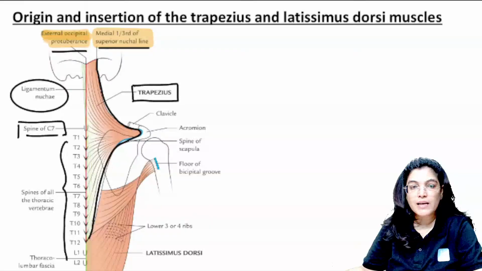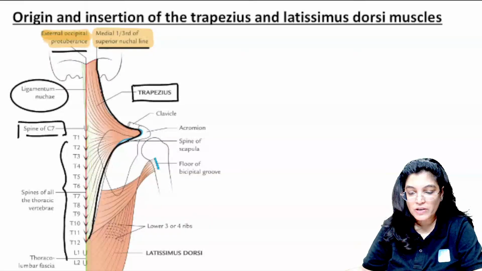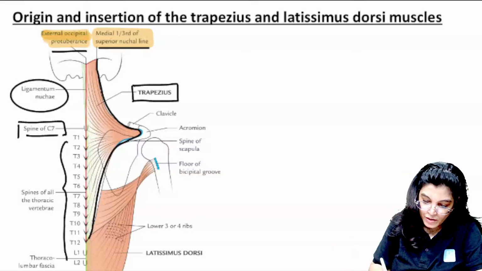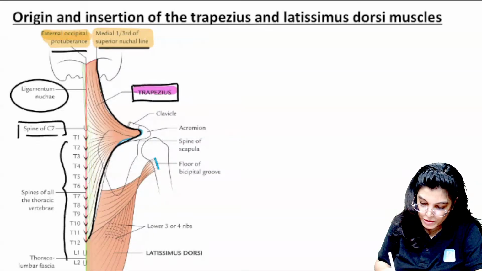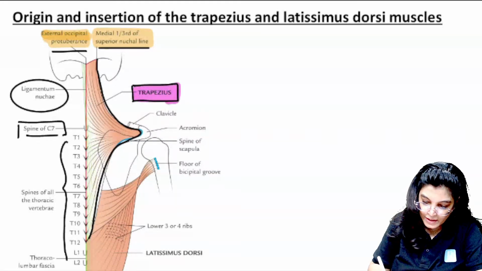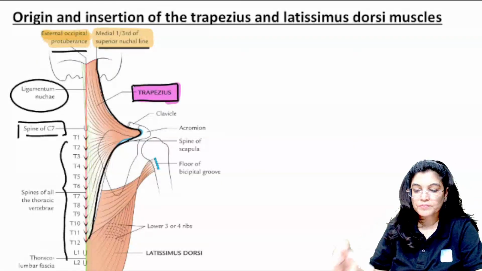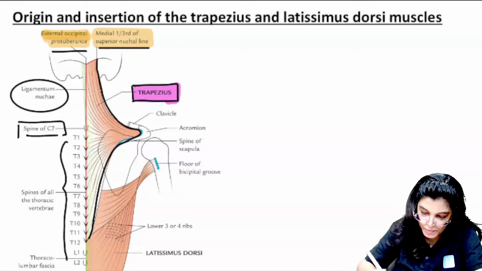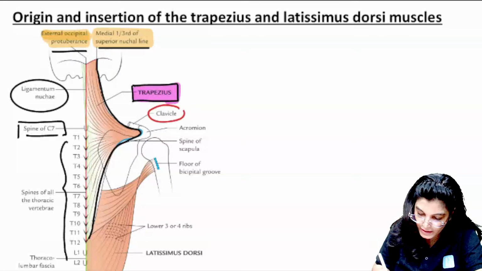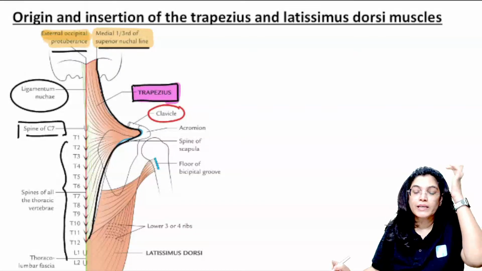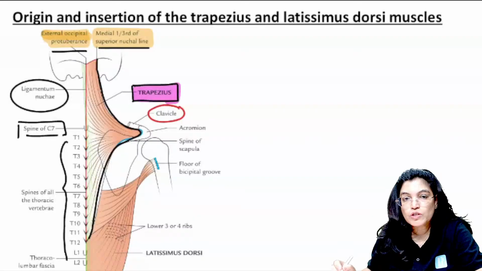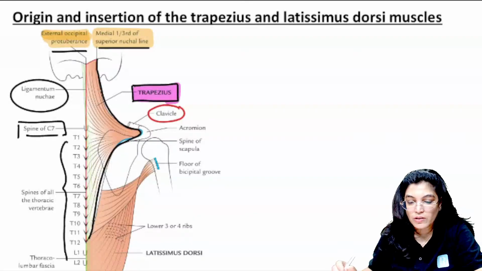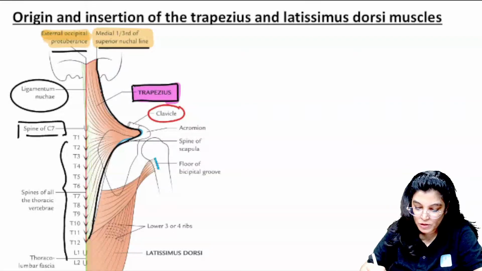Okay, so this is about origin. Now talking about insertion, it's fibers. Let us take the insertion of the trapezius muscle. The superior fibers will go lower down and insert onto the lateral 1/3. You can see the superior fibers are inserting into which part? Into the clavicle. So the superior fibers are inserting onto the lateral 1/3 of the clavicle posteriorly.